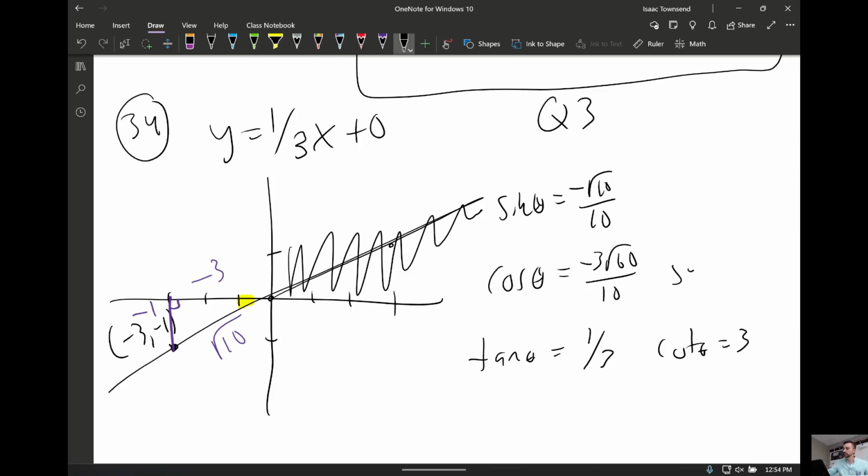And then the rest should fall into place. Secant could be hypotenuse over adjacent. Cosecant could be hypotenuse over opposite.